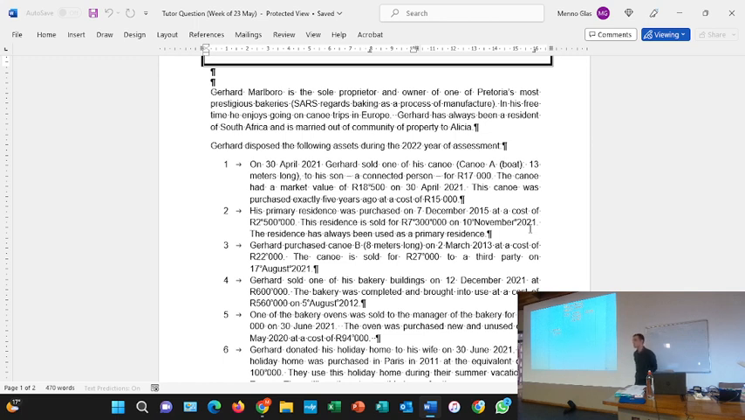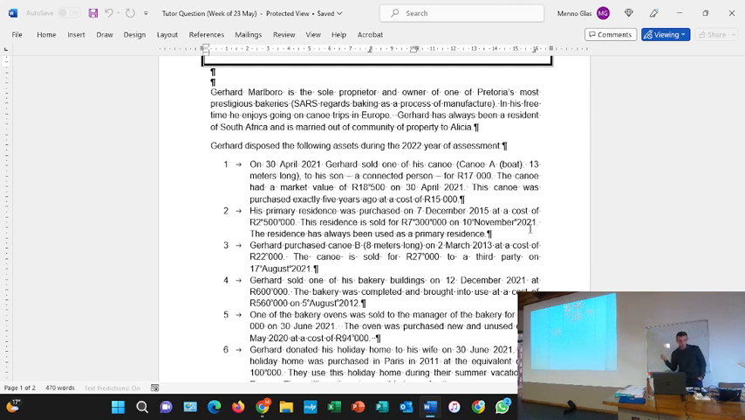Because you need to have a disposal before you can do any CGT calculations. So the word that triggers it is a donation. It's correct. Why is a donation considered a disposal? It's the transfer of ownership. So now his wife got full control over the asset.